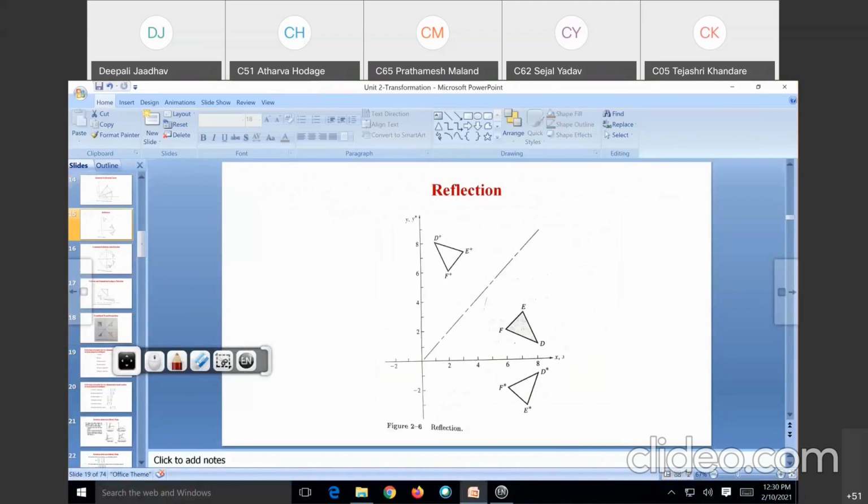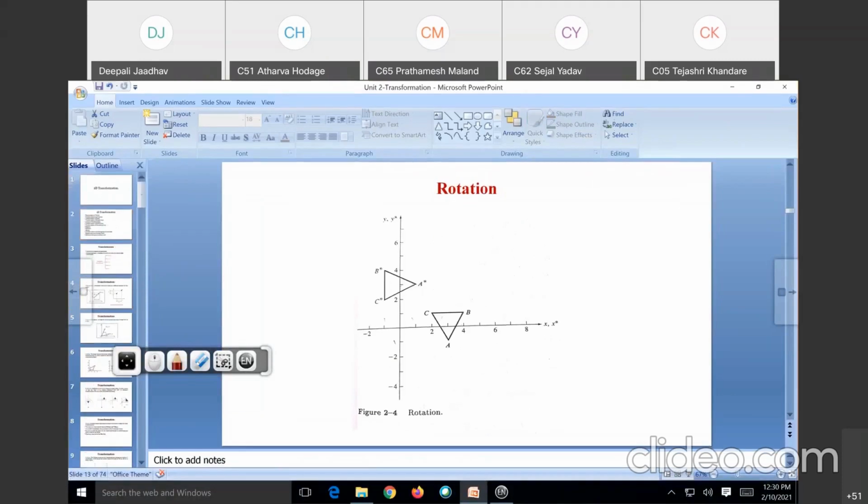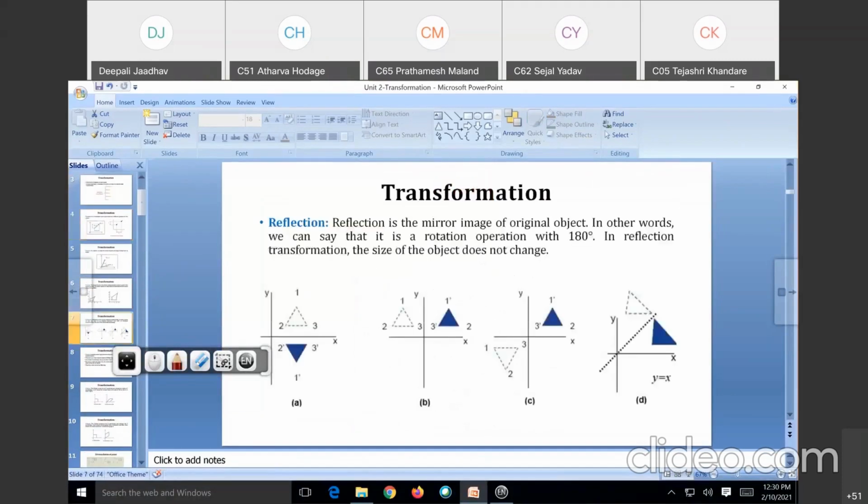This example we have seen previously: reflection through x-axis, reflection through y-axis, and all these points we have seen previously. But now we are going to see this one. Reflection through x-axis, y-axis, y is equal to x line, origin, and y is equal to minus x line.